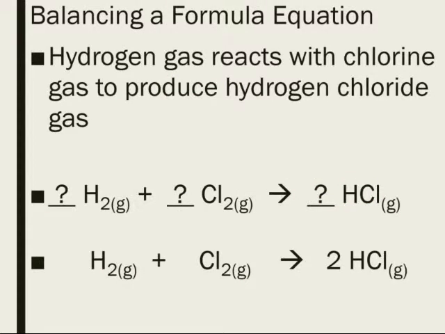Balancing a chemical equation. So let's start with the word equation. We have hydrogen gas reacts with chlorine gas to produce hydrogen chloride gas. We have the unbalanced formula equation here, and we'll drop a few coefficients in front of these species to make it a balanced equation. Coefficients of 1, 1, and 2.